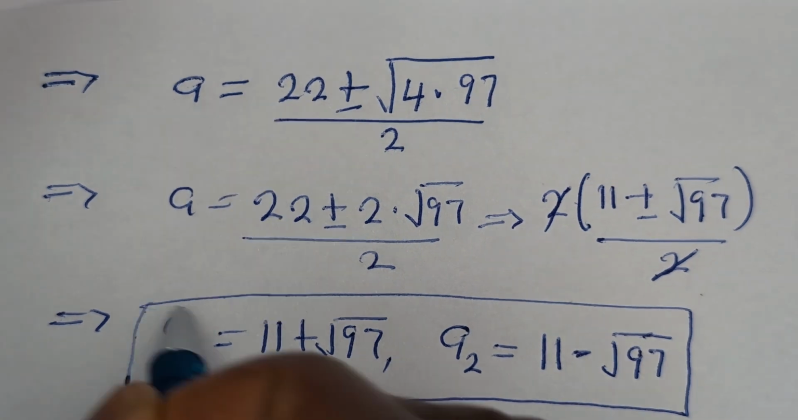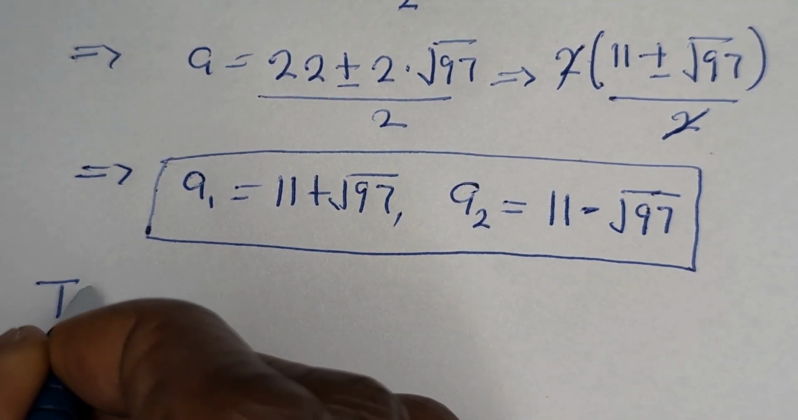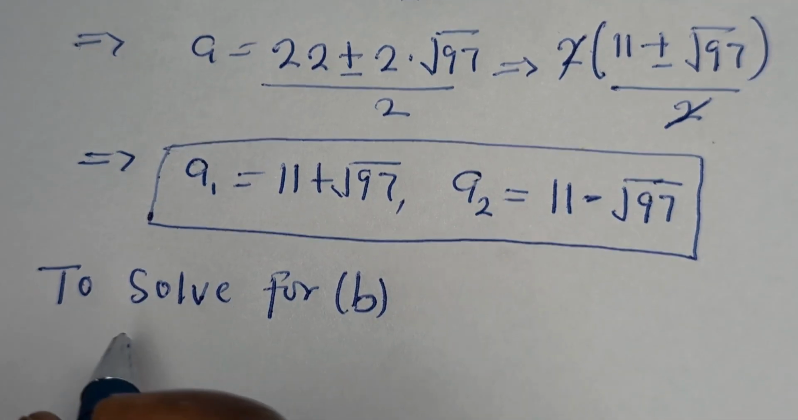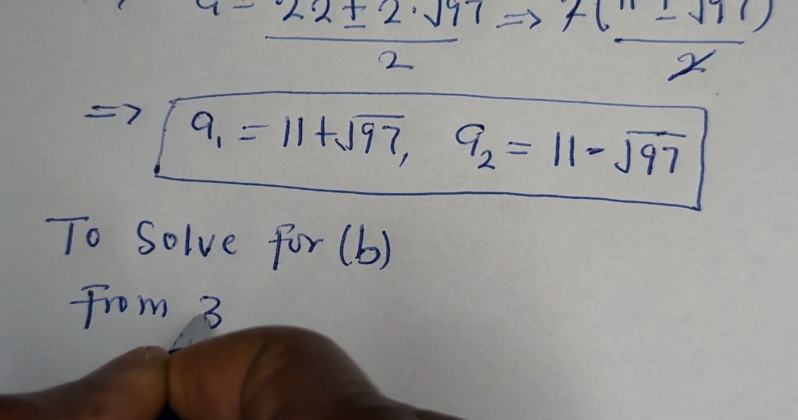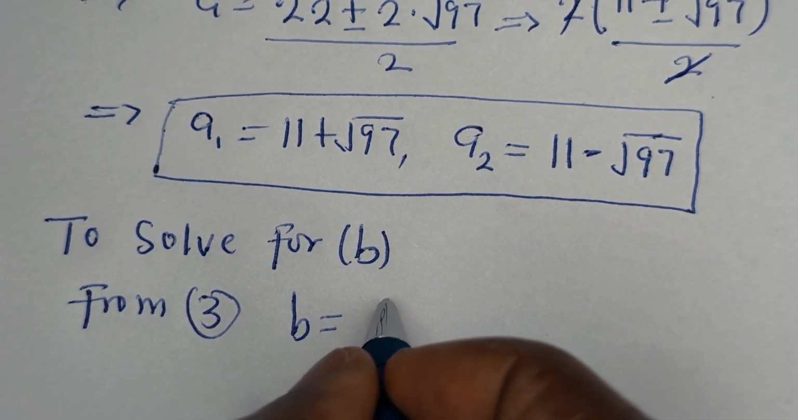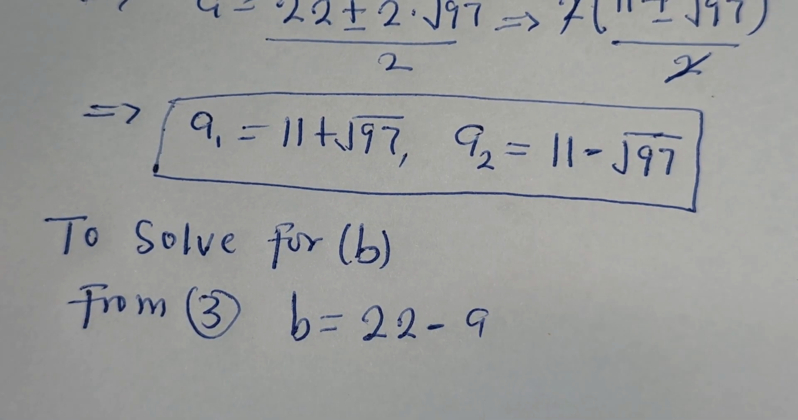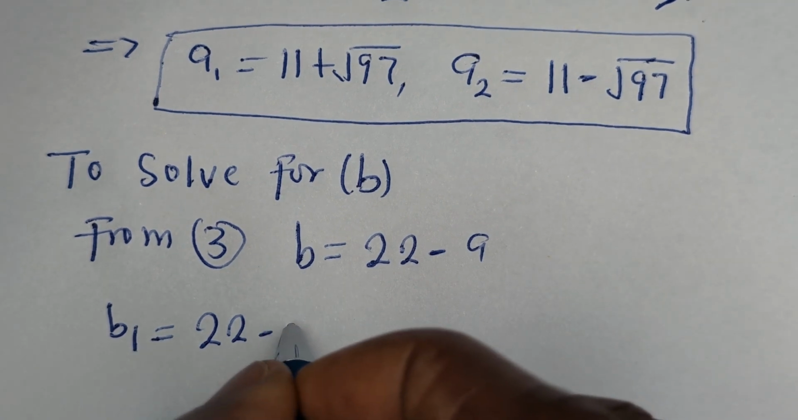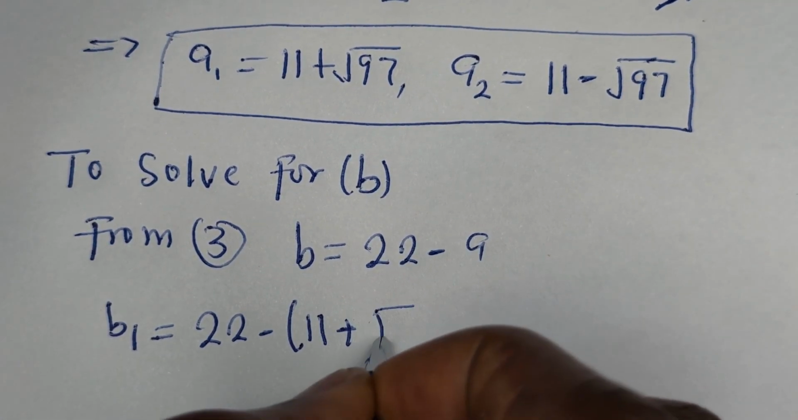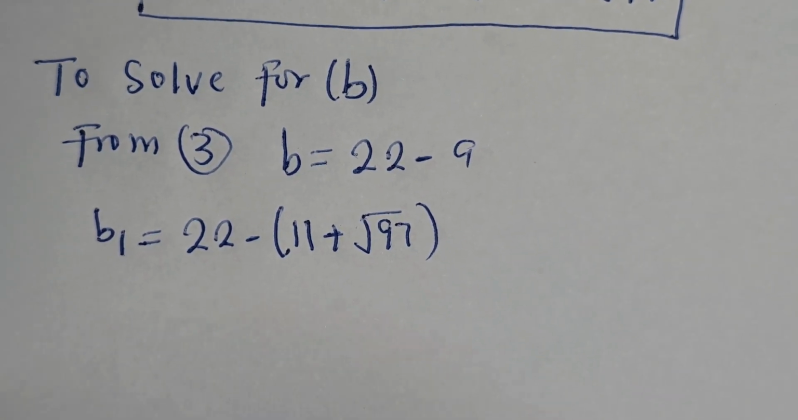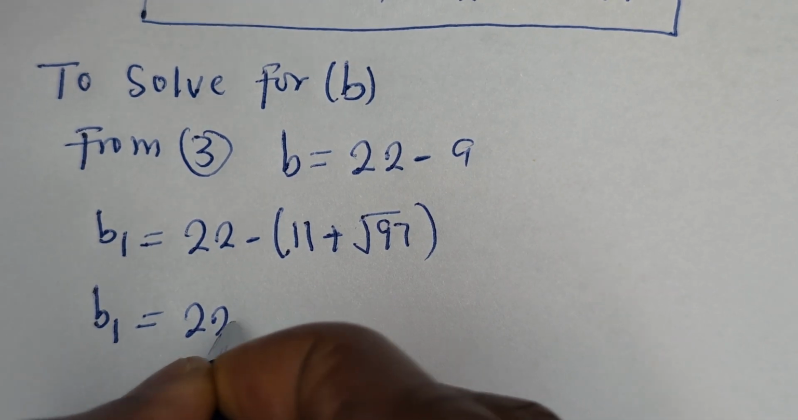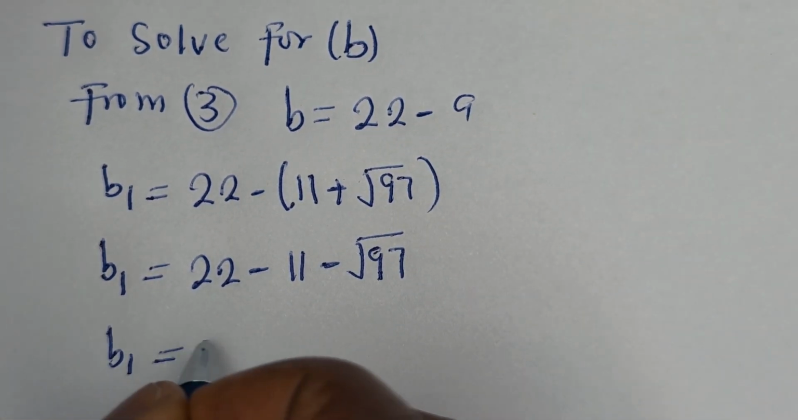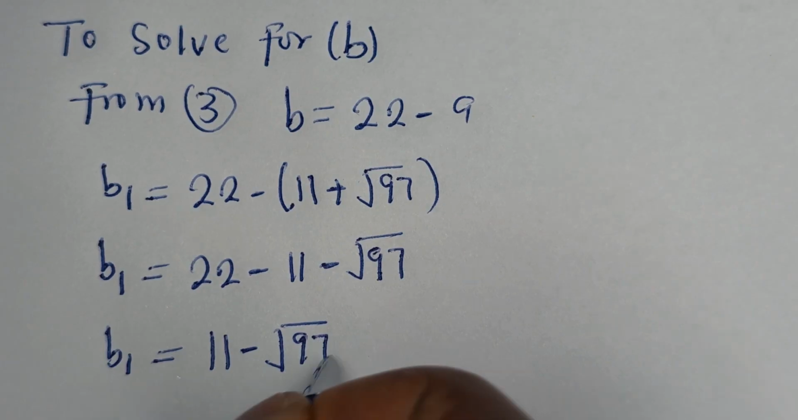We've gotten the value of a1 and a2. Let us solve for b1 and b2. To solve for b, from equation 3, b is equal to 22 minus a. b1 is equal to 22 minus a1, is 22 minus bracket 11 plus root 97. b1 is equal to 22 minus 11 minus square root of 97. b1 is equal to 11 minus square root of 97.